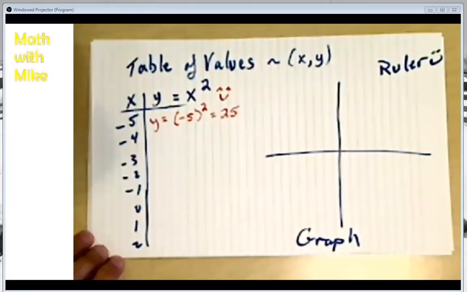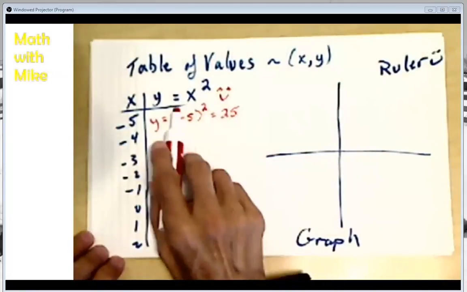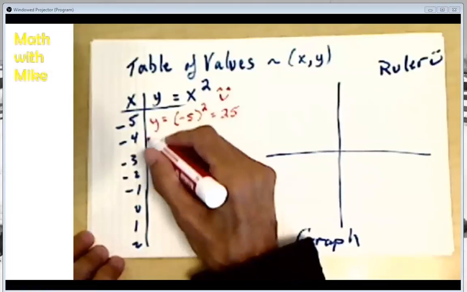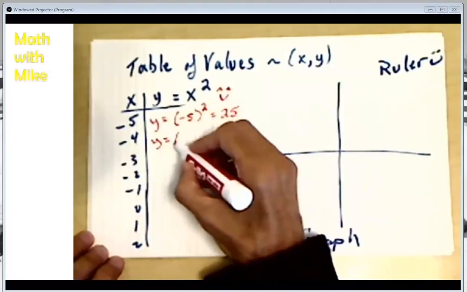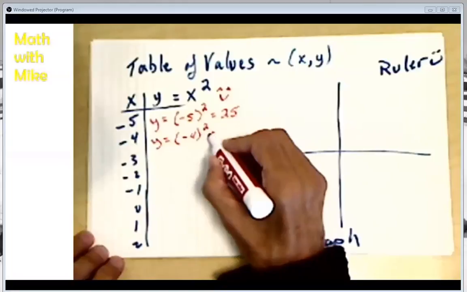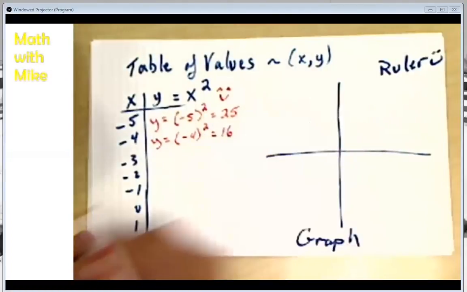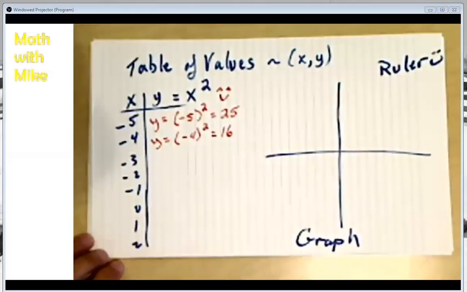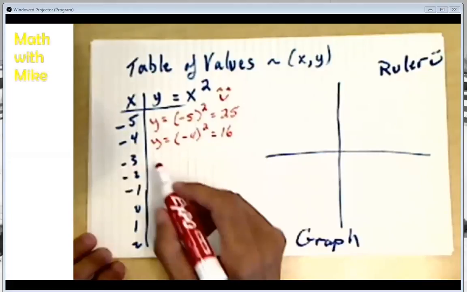Okay, same with minus 4 now. Y is equal to minus 4 squared. I'll write this one in just for the minus, for the same reason. Minus 4 squared will be minus times a minus, which is plus, and it will be 16. For the minus 3 here, minus times a minus is a plus. What's 3 times 3? 9 it is.